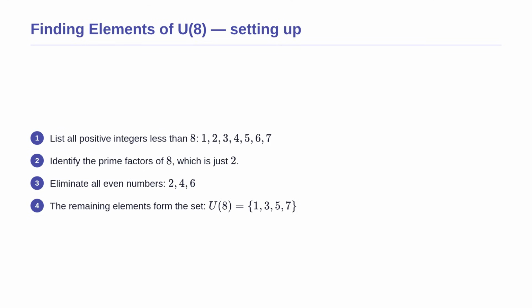Next, we act like the bouncer. We need to kick out any number that shares a common factor with 8. Since 8 is an even number, its only prime building block is 2. Therefore, we must remove all other even numbers from our list, which are 2, 4, and 6. The numbers that survive this filtering process are 1, 3, 5, and 7. This is our official set of elements for U of 8.